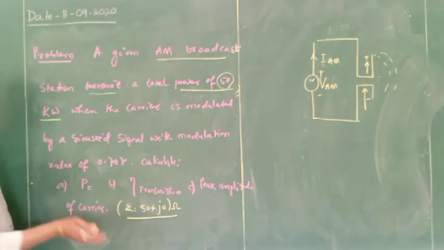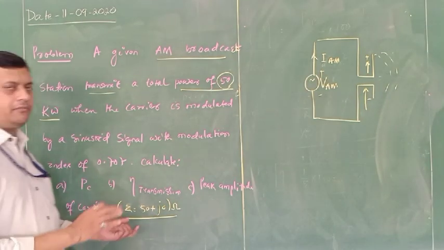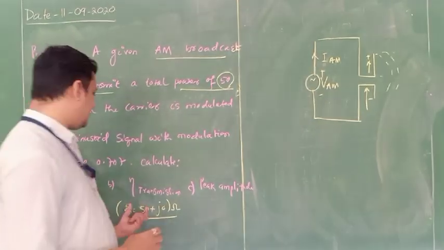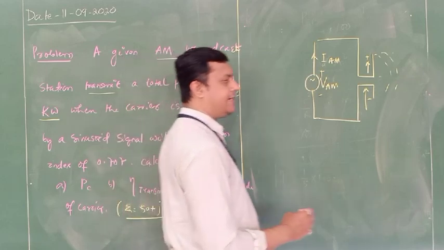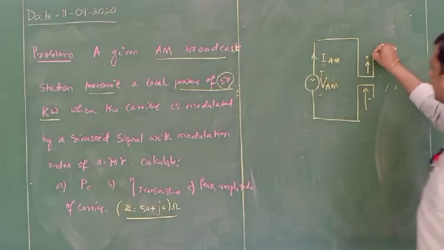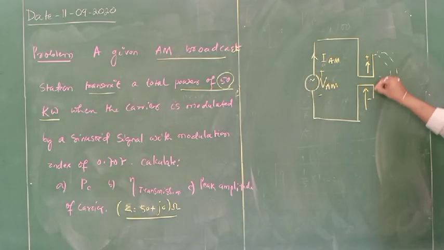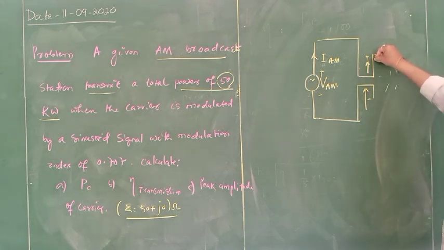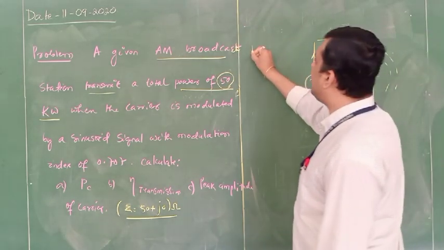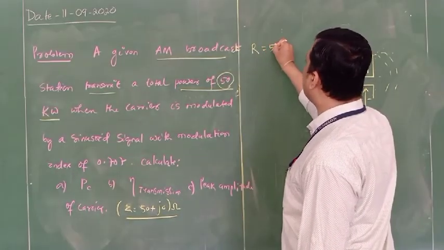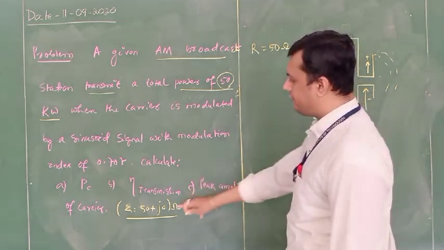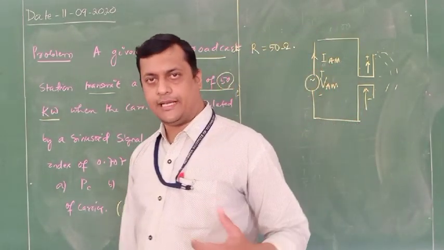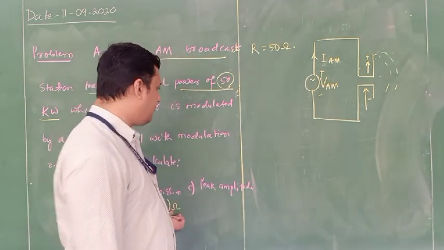This is the hint that will be given. I have not given it, but the hint will be given in your question. So Z equals 50 plus j0, which means it is the impedance of this antenna. Then only the potential drop will be there. So if the impedance is this, I can say R equals 50 ohm, because Z equals R plus jX, the X component is 0, so R equals 50.